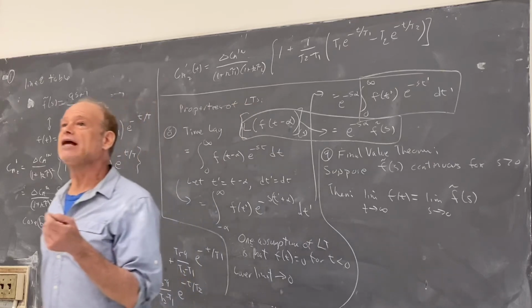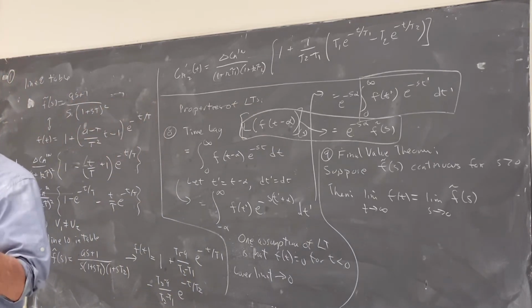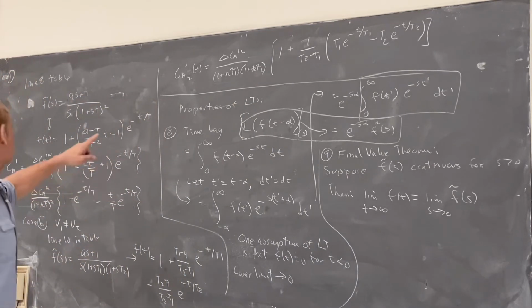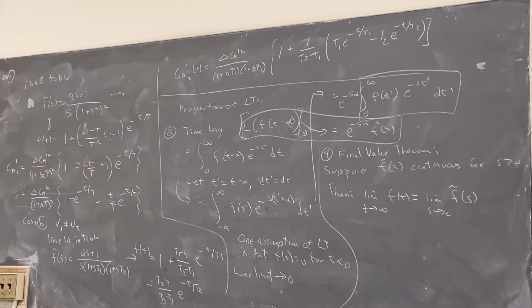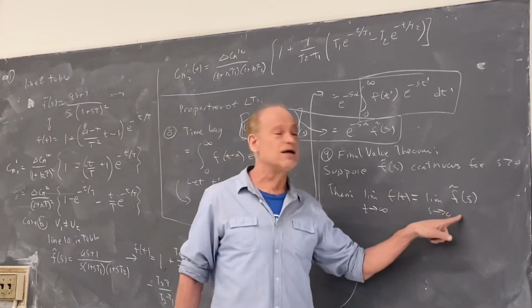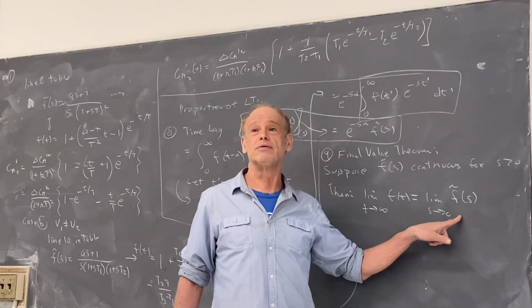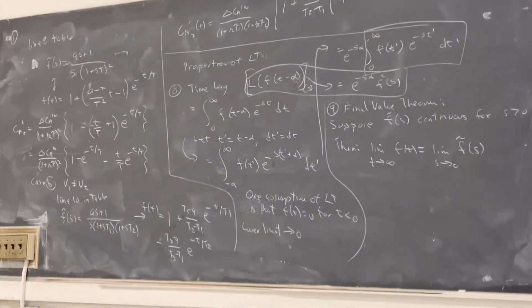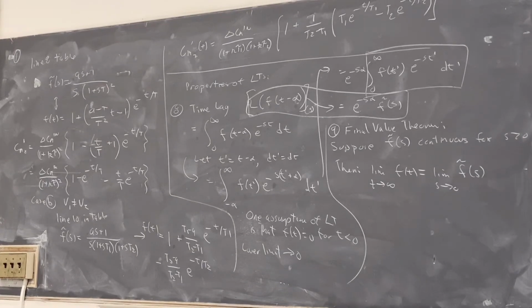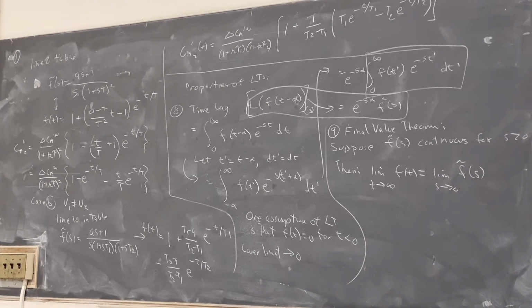This tells me I don't even have to invert the equation. I went through the trouble of doing these inversions to get the time dependence. If all I'm interested in is the steady state result, I don't have to invert. I just take f tilde and set s equal to 0. Isn't that cool? I don't even have to do the inversion. But the hour is over, so I can't prove it. I'm going to have to prove it next time.